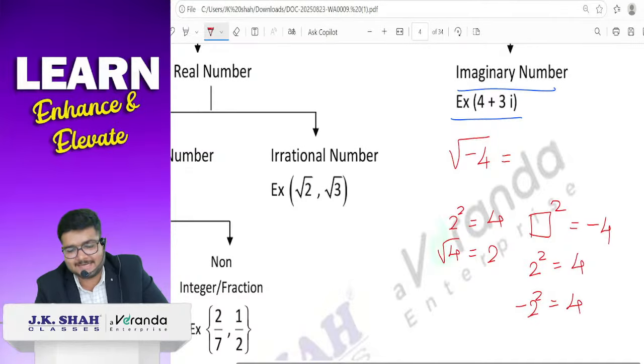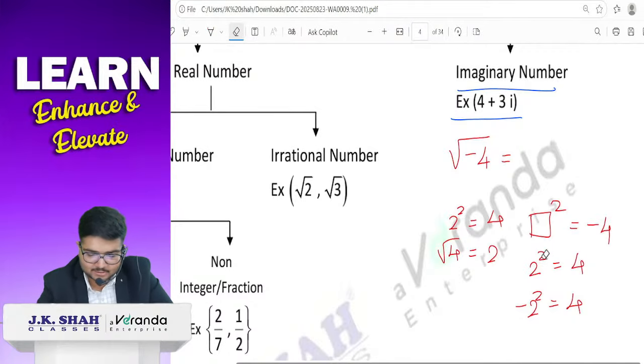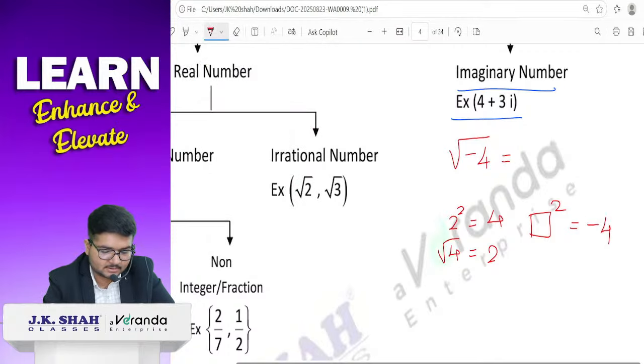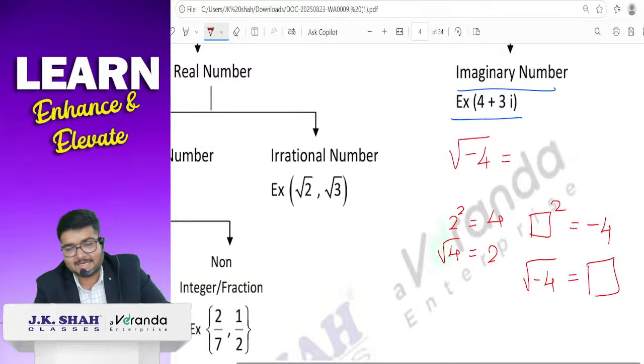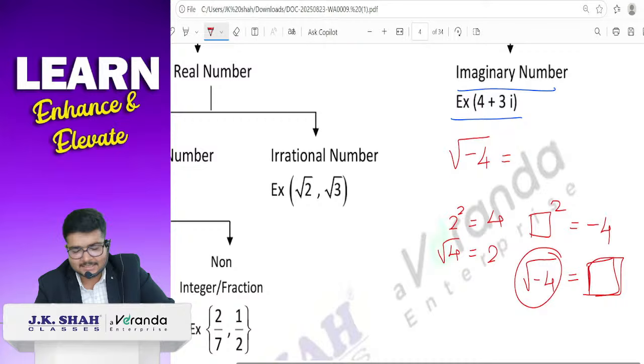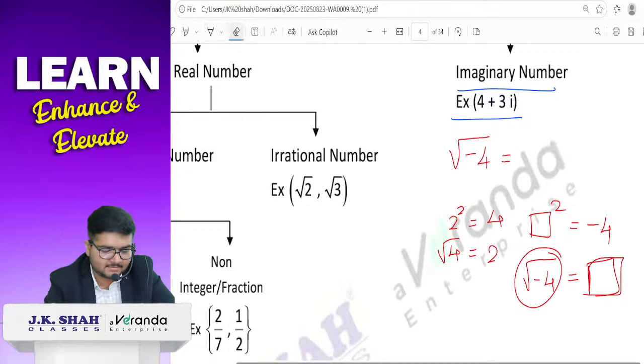A square cannot be negative, and that is the reason why we cannot solve the answer of this. Any number whose square will always be a positive number, any number you take, the square will always be a positive number. There are no numbers whose square is negative. There is no square which is negative, and that is why negative 4 is inside the square root, so we cannot solve this, and that is why these are imaginary numbers. Understood this, right? And those numbers are called imaginary numbers.